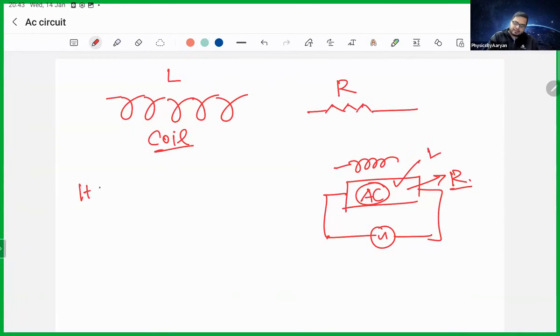So that is my point. Any device in itself behaves like a resistor, inductor, and capacitor. You don't have to actually put this there.